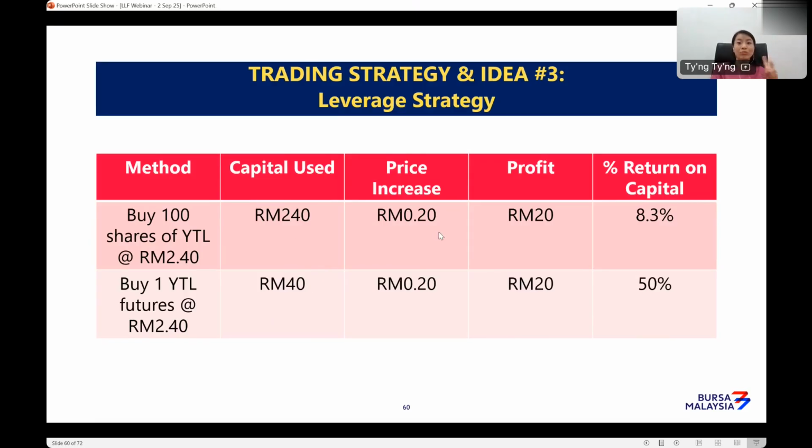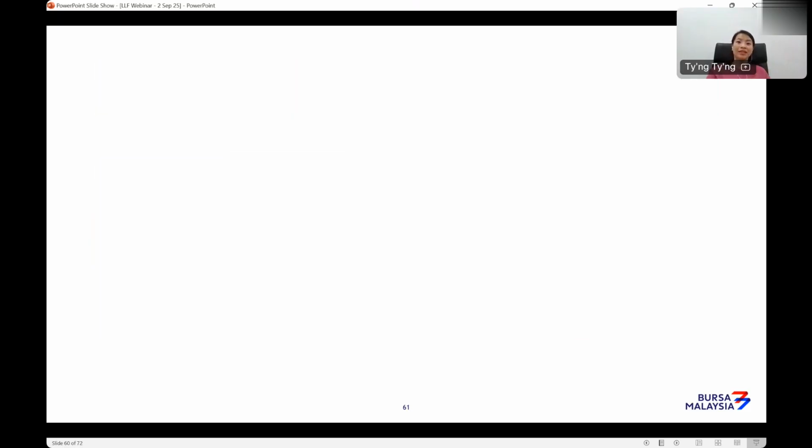When the price increases by 20 cents, your profit is 20 ringgit Malaysia and your return will be 8.3%. You take 20 divided by your capital, which is 240. But for your single stock futures, your return is 50%, because your 20 profit divided by 40 is 50%. So leverage is very powerful because it magnifies your profit. This is the third trading strategy and idea.